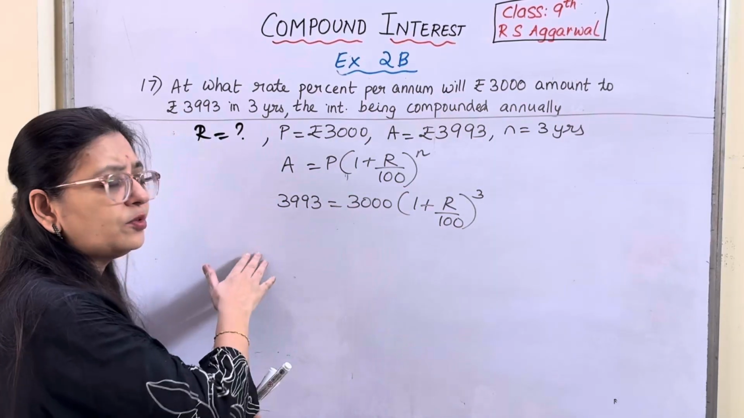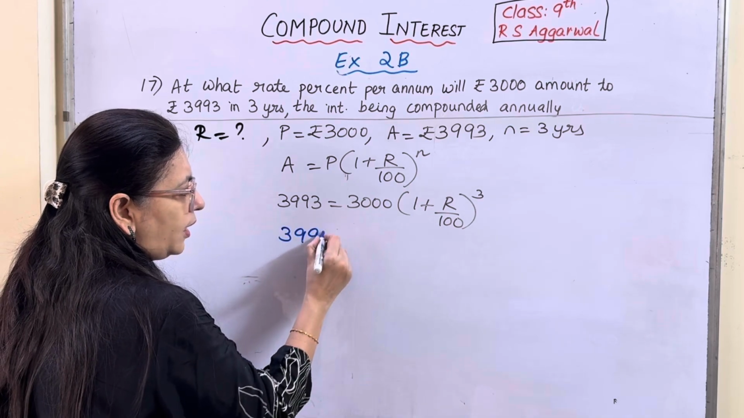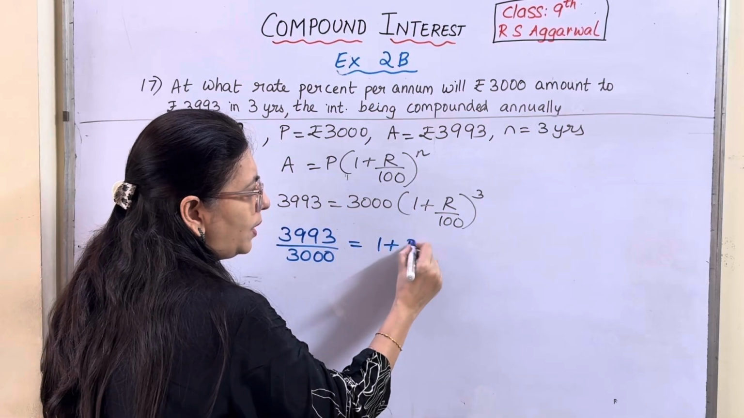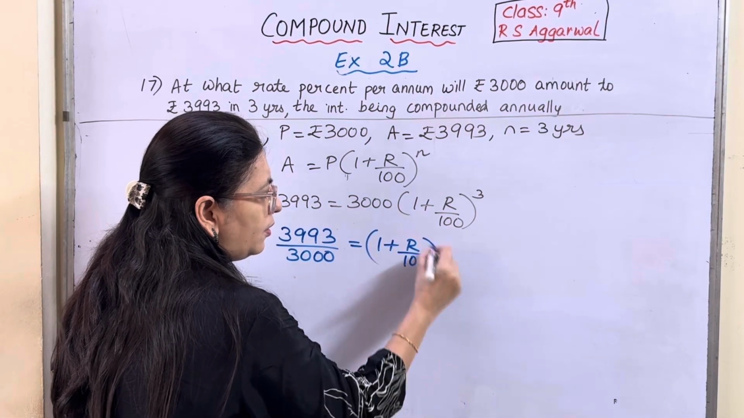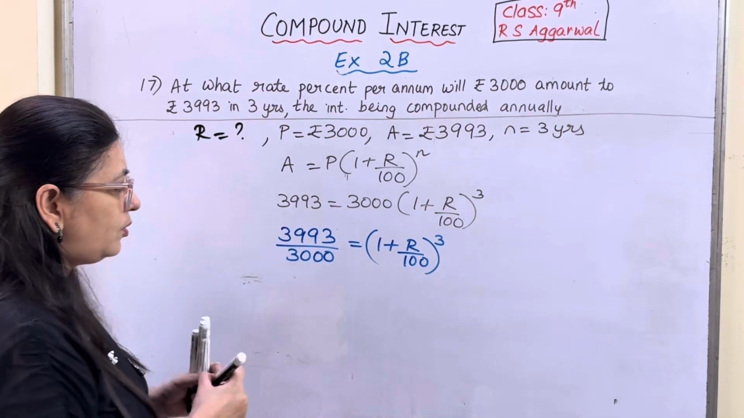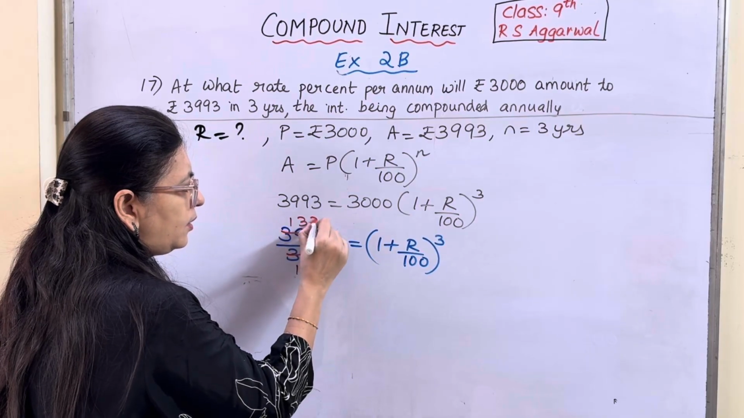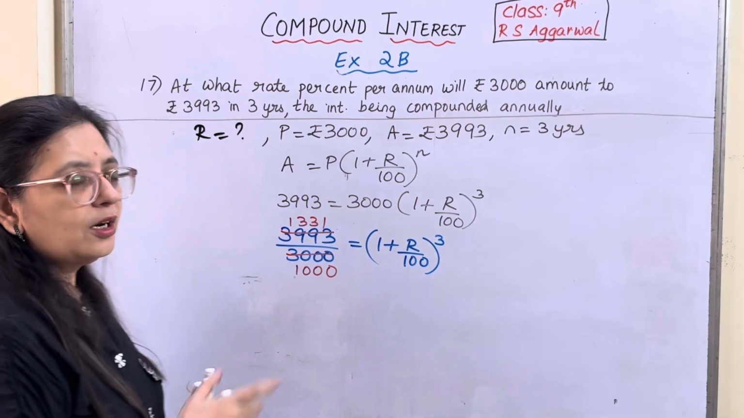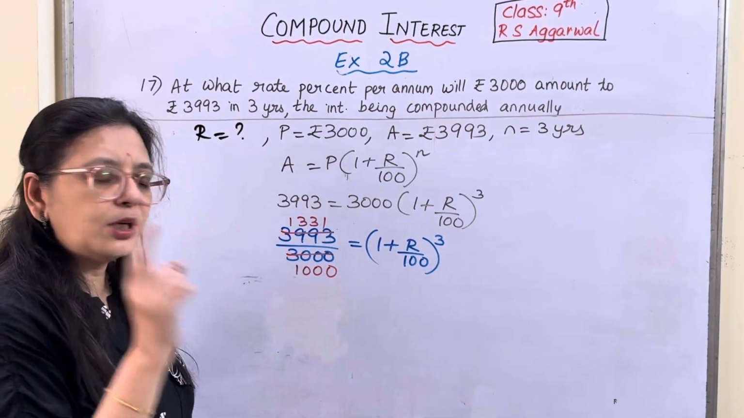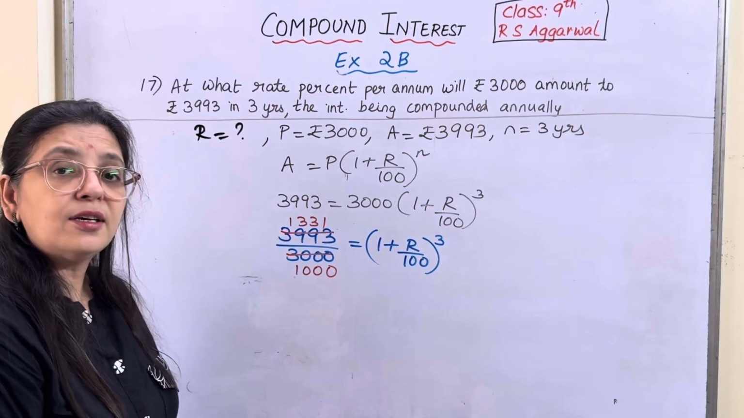So what is the opposite? If I take 3000 to this side, it will become division. So 3993 divided by 3000 is equal to 1 plus R upon 100 raised to 3. Is that clear? Now let's reduce. 3 1s are 3, 3 1 3 3 1. Now the hint is this is cube, right? Check which number cube you are getting as 1331, which number cube you are getting as 1000.